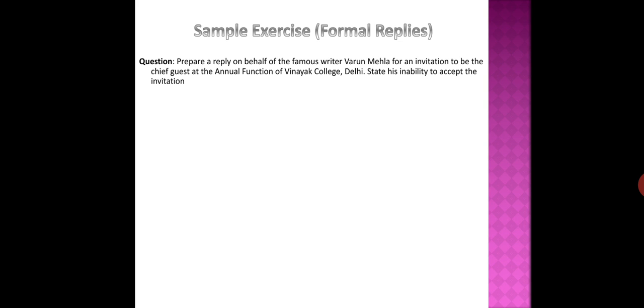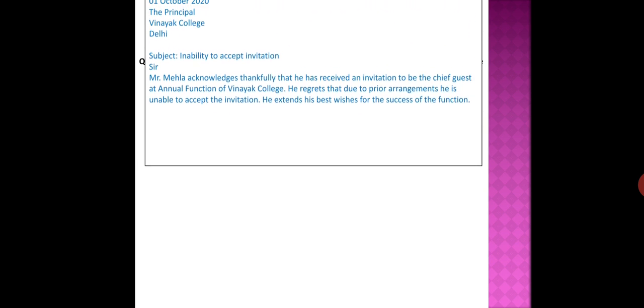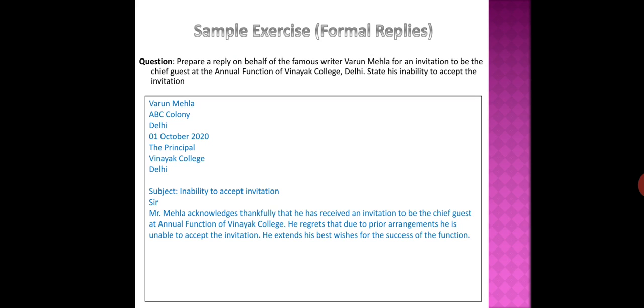The question is that you have to prepare a reply on behalf of a famous writer, Mr. Varun Mehla. He was invited to be chief guest at annual function of Vinayak College. However, he is not able to become the chief guest there. So that is why he is writing this reply to mention that he would have to reject the invitation. So if you can see, the content is enclosed in a box.